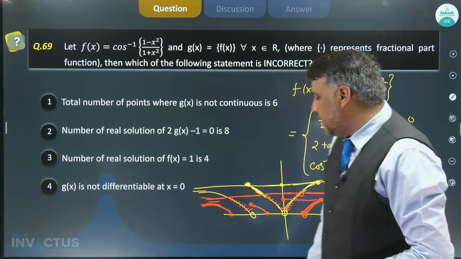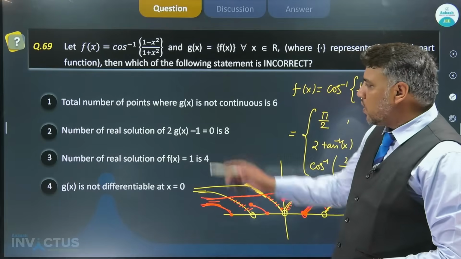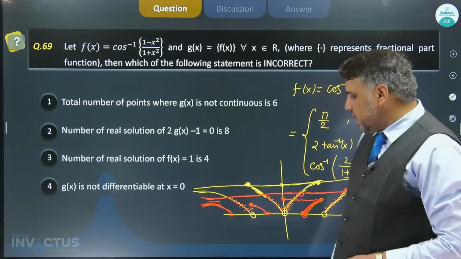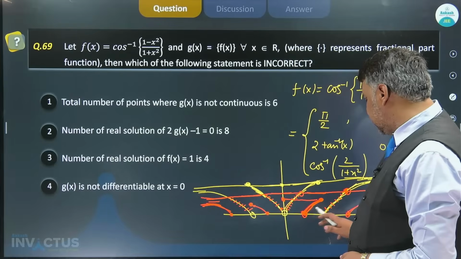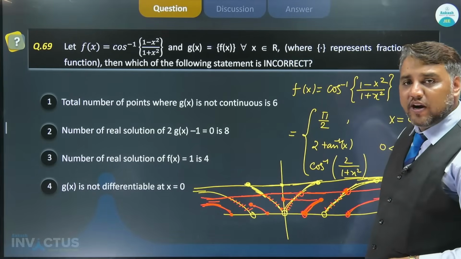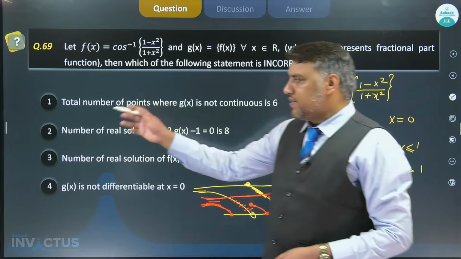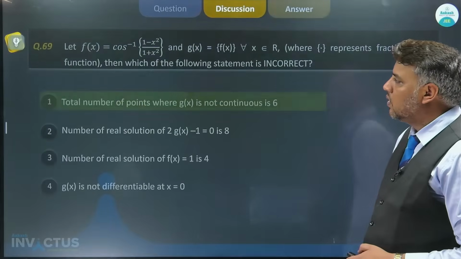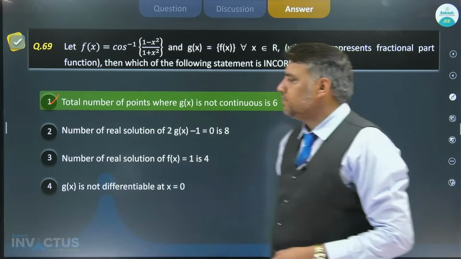gx is not differentiable at x is equal to 0. Obviously this is discontinuous, so non-differentiable. Total number of points where gx is not continuous is 6. So if we check the points of discontinuity, 1, 2, 3, 4, 5, 6, 7. So there are 7 points where gx is discontinuous. So statement 1 is incorrect. Yeah, statement 1 is incorrect.